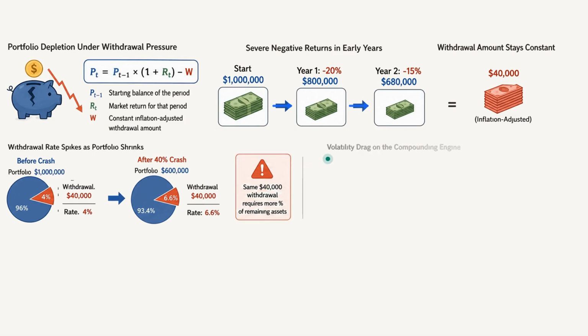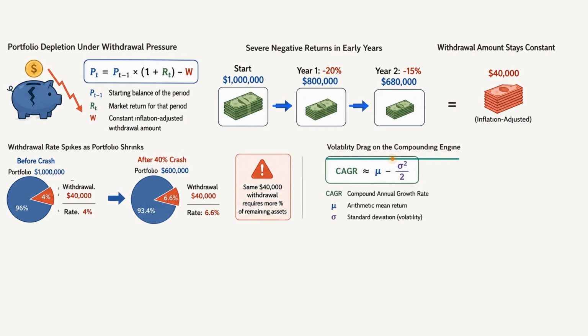Now let's look at the volatility drag on your compounding engine. Your compound annual growth rate, or CAGR, is practically always lower than your average arithmetic return. This formula explains why. Your CAGR equals your arithmetic mean return, mu, minus volatility squared over 2. This mathematical subtraction means that as volatility increases, your actual realized growth curve bends downward. Higher volatility mathematically forces a lower CAGR.